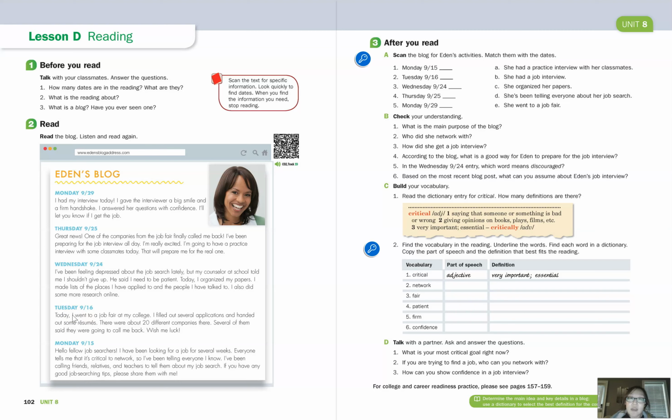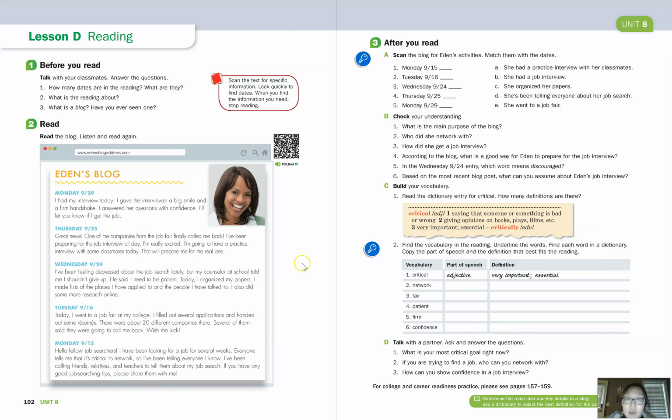Okay, so let's look at number 2. Who did she network with? Okay, and if you look at her first entry, she says, everyone tells me that it's critical to network, so I've been telling everyone I know. I've been calling friends, relatives, and teachers to tell them about my job search.